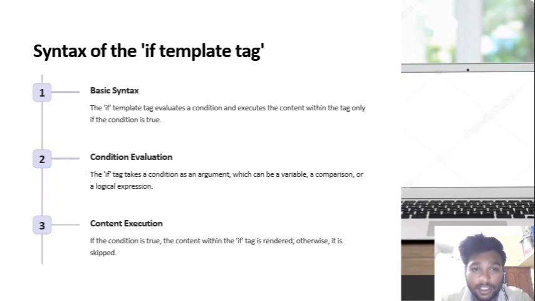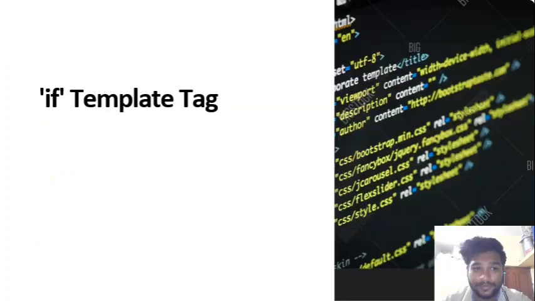Now let us see the syntax of the if template. A basic syntax: the if template tag evaluates the condition and executes the content within the tag only if the condition is true. Condition evaluation means the if tag takes the condition as an argument, which can be a variable, a comparison, or a logical expression. Next is content execution. If the condition is true, the content within the if tag is rendered. Otherwise, it will be skipped.